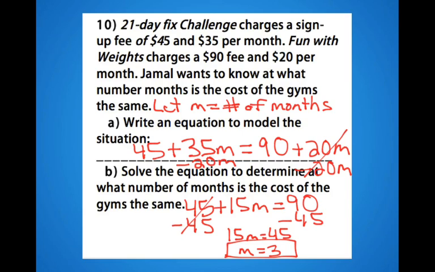And then after that, the one that would be cheaper would be the one that's only $20 a month. So it's a little more expensive up front because of that $90 fee, but after 3 months you'd want to go with Fun with Weights.